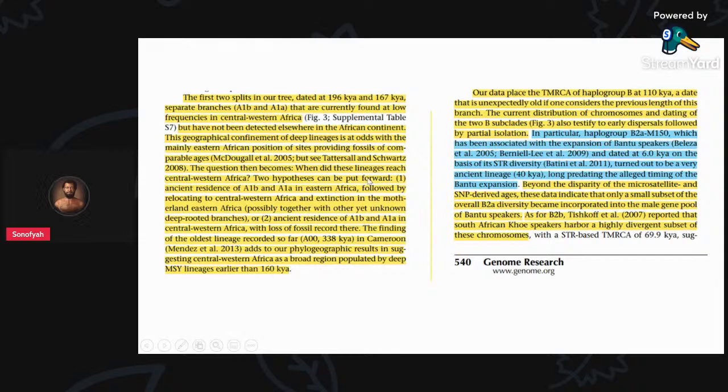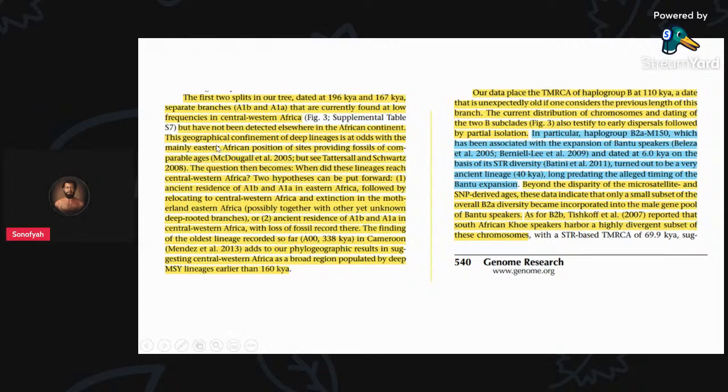Two hypotheses can be put forward. One, ancient residents of A1B and A1A in Eastern Africa, followed by relocating to Central Africa and extinction in the motherland, or Eastern Africa, possibly together with another yet unknown deeply rooted branch. Or two, ancient residents of A1B and A1A in Central Western Africa with lost fossil records there. The finding of the oldest lineage record so far, A00, within Cameroon, adds to our phylogeographic results in suggesting Central Western Africa as a broad region populated by deep MSY lineages earlier than 160,000 years ago. All right. So we're seeing haplogroup A as well within Central Africa and even in West Africa.